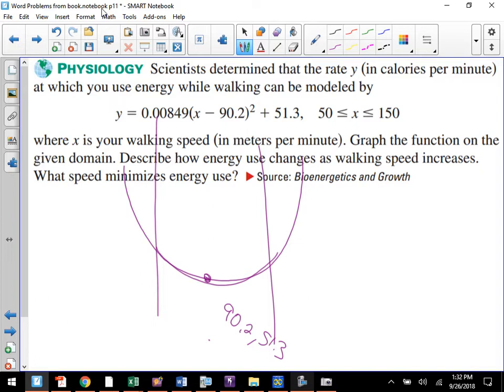So you'll notice that you're near the vertex. You are decreasing to get to the vertex, and you're increasing up there. And then what does that mean in terms of the energy? As your walking speed gets closer to 90.2, you're decreasing, and then as your walking speed increases, you're increasing your caloric outtake. That's all it means. Okay?